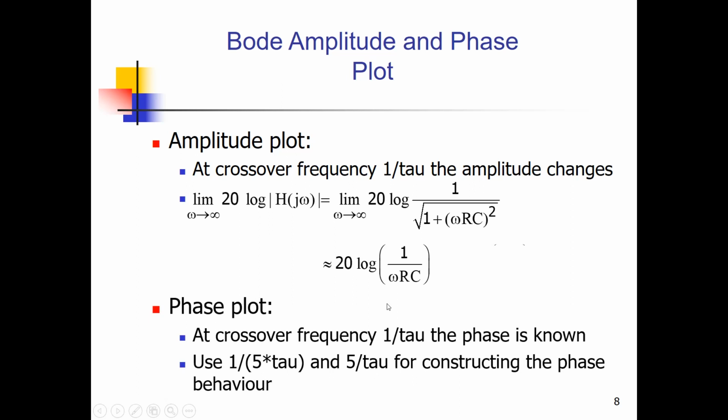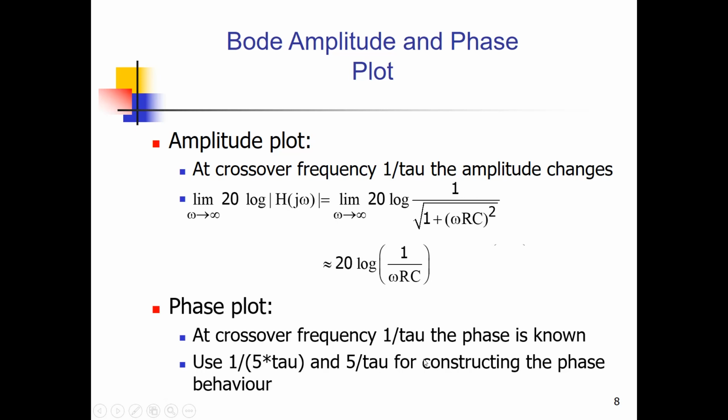Now the phase plot, how are we going to draw it? We start with the crossover frequency, where we have seen that the phase is minus 45 degrees in this case. Because we're drawing the asymptotic behavior, we draw a line starting at a frequency 5 times lower than 1 over tau, and we define a point which is 5 times higher, and between these points we draw a line from the low frequency behavior to the high frequency behavior.